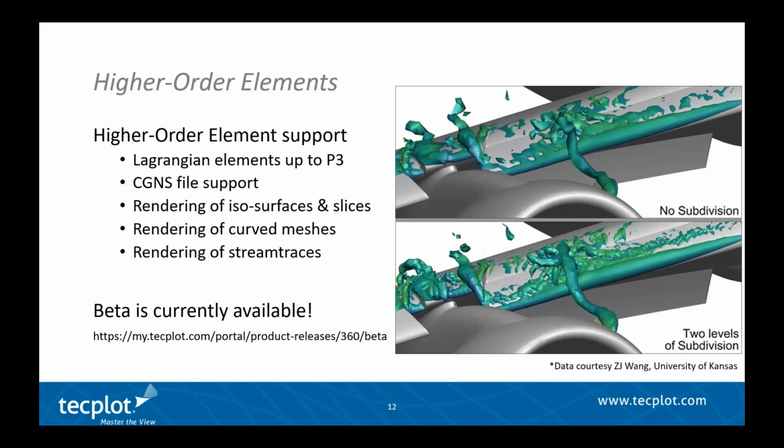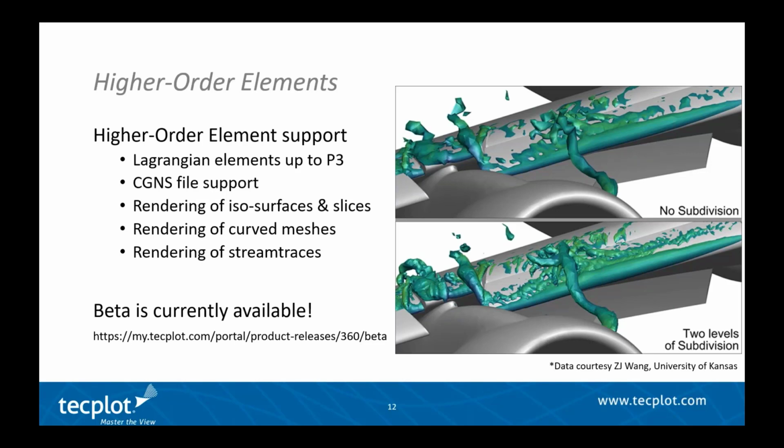A lot of people want to use higher order elements, but they don't have good post-processing for looking at the results of higher order elements. Or if they're doing higher order elements, they're doing a subdivision of their higher order elements into smaller linear cells, but then that makes their post-processing files huge and cumbersome to deal with.